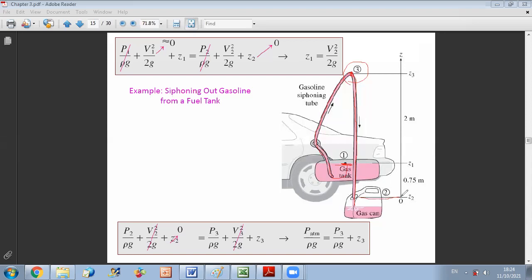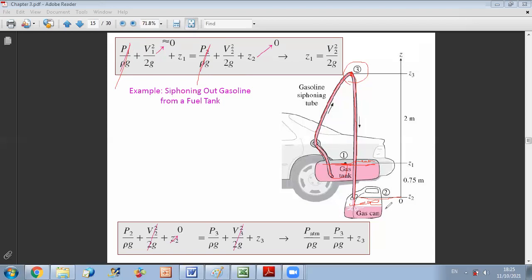Now, if I want to apply the Bernoulli equation between points 1 and 2, first, the pressure here is equal to P atmospheric, because here you have air at atmospheric pressure. And also your gas can is exposed to the atmosphere, so P here is equal to P atmospheric. This is why P1 over rho g and P2 over rho g will cancel out.